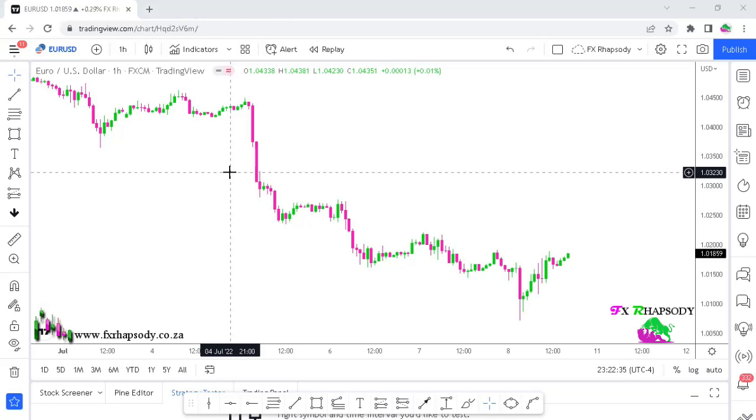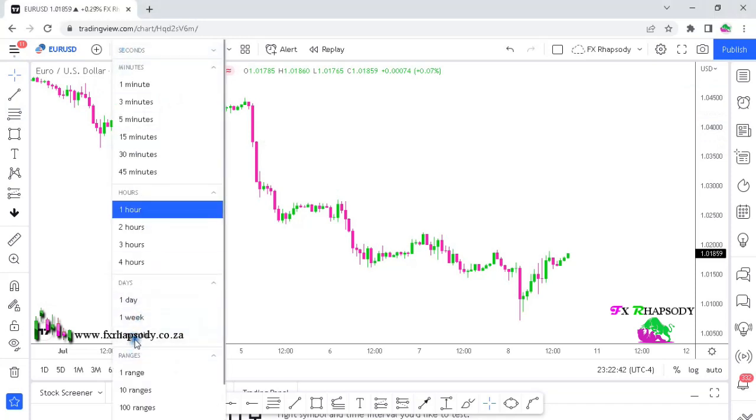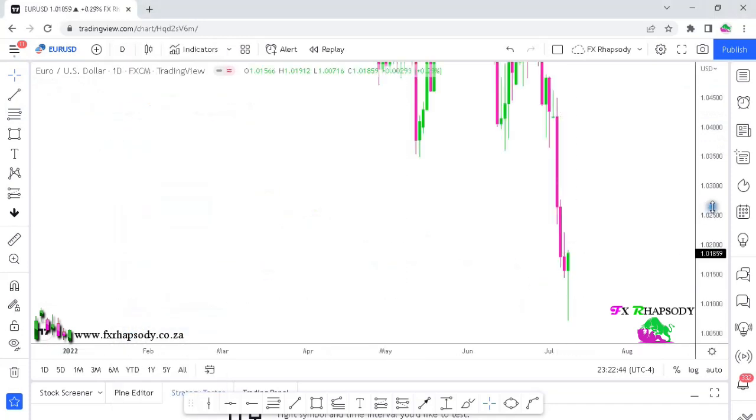Okay, so again, we're going to do top-down analysis. We're starting out on the Euro USD dollar. We're going to look at the daily time frame, working from the daily down to the hourly.